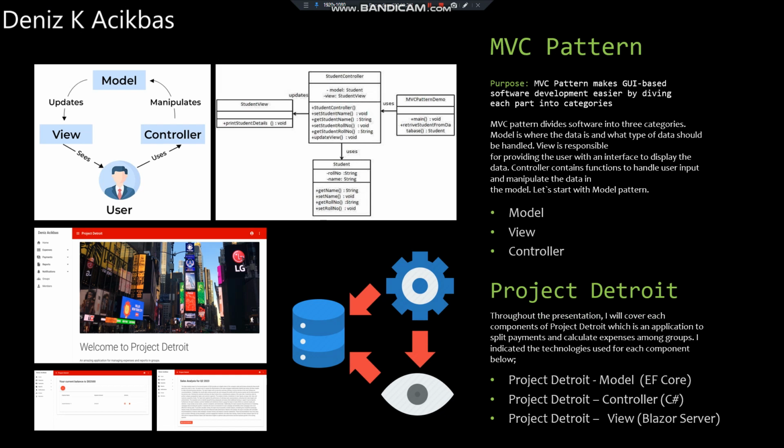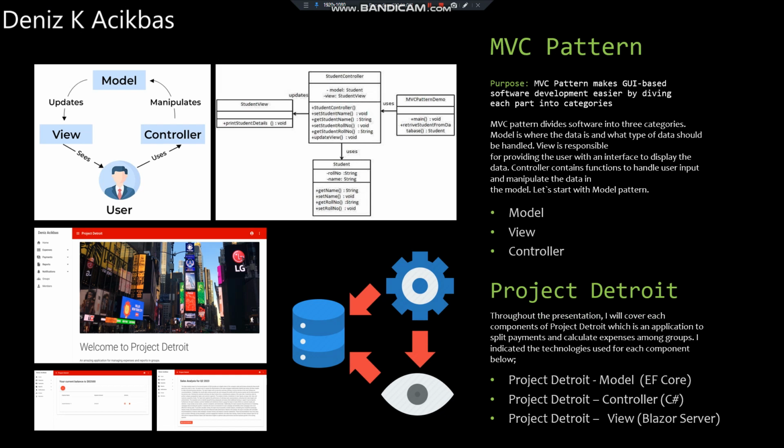The purpose of the model view controller pattern is that it makes web-based software development easier by dividing each component into categories. MVC pattern divides software into three categories. Model is where the data is and what type of data should be handled. View is responsible for providing the user with an interface to display the data. Controller contains functions to handle user input and manipulate the data in the model.